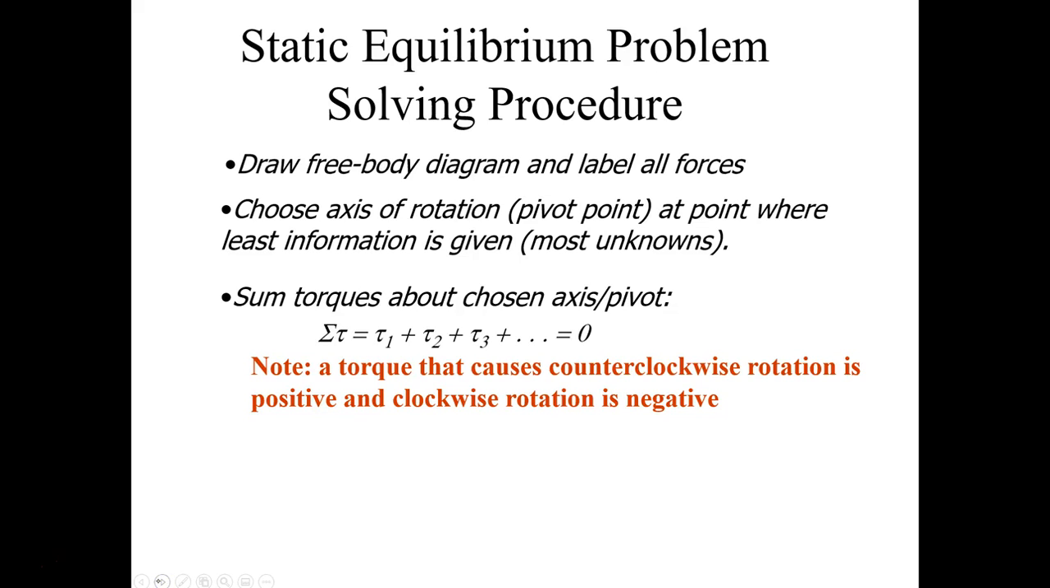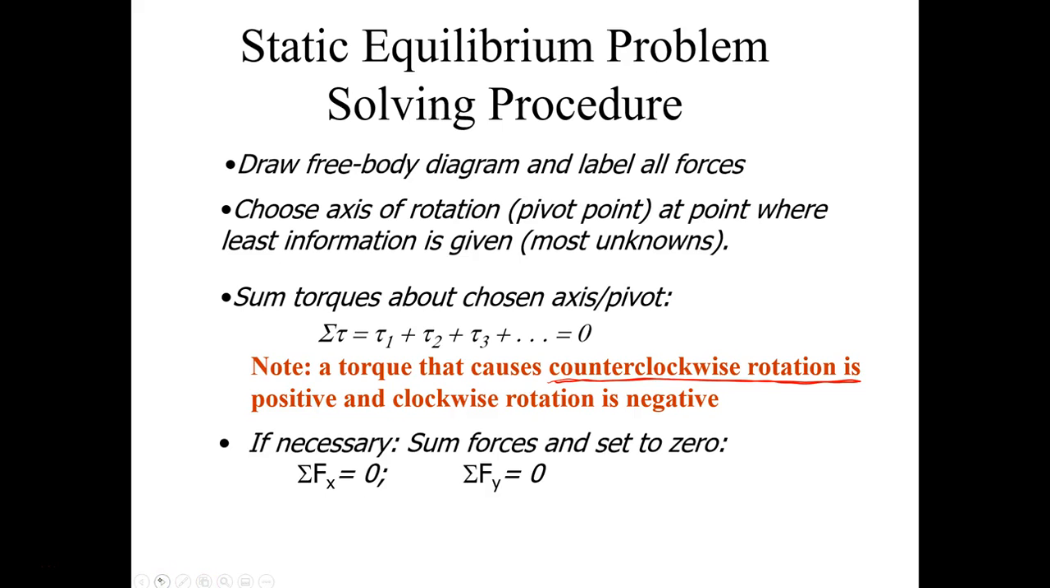And then you want to do the sum of your torques about a chosen axis or pivot. Just remember the sum of all your torques is going to be equal to 0. A note about direction: I did mention that torque is a vector and we measure it as counterclockwise and clockwise. Any torque causing a counterclockwise rotation is going to be positive, and any torque providing a clockwise rotation is going to be negative. So anytime you're going counterclockwise, it's positive, and anytime you're going clockwise, it's negative whenever it comes to torque. Make sure you keep that in mind when you do the sum of the torques, because direction does matter.